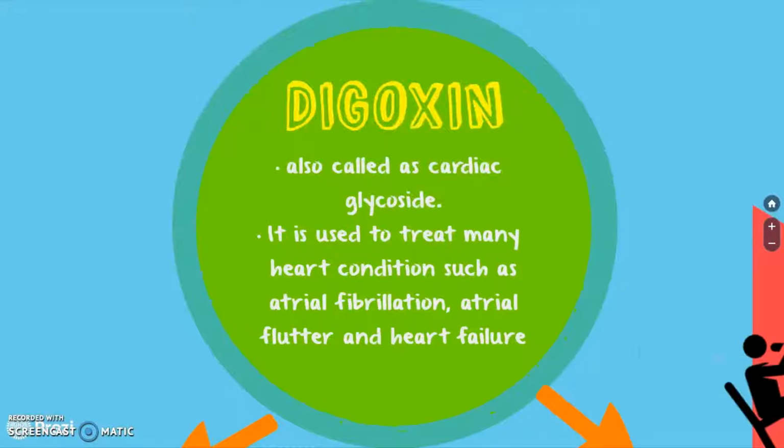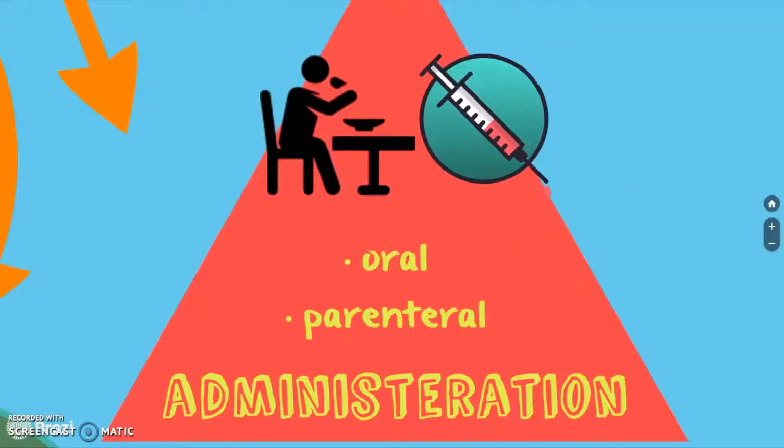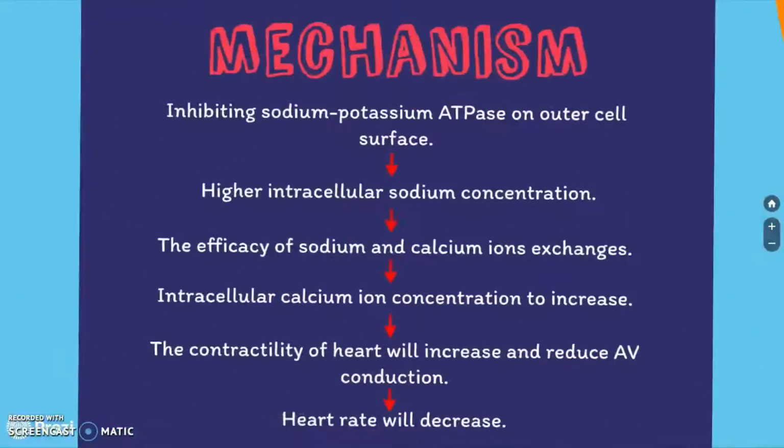Digoxin, also called cardiac glycoside. It is used to treat many heart conditions such as atrial fibrillation, atrial flutter, and heart failure. It can be administered orally or parenterally.